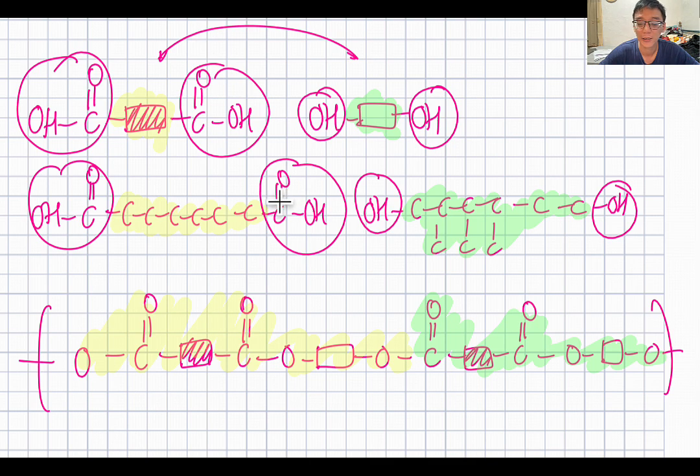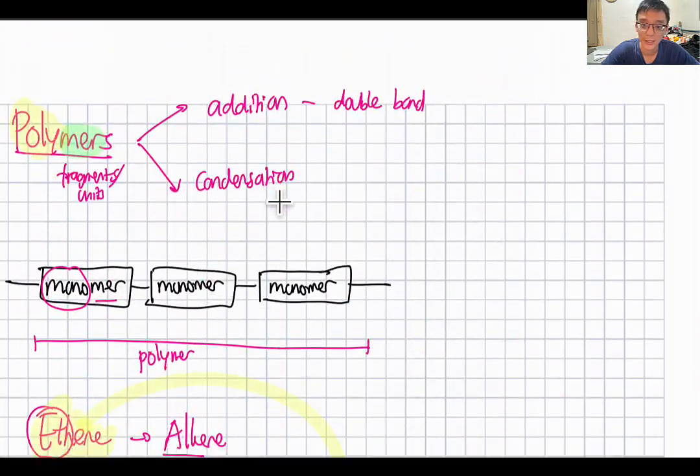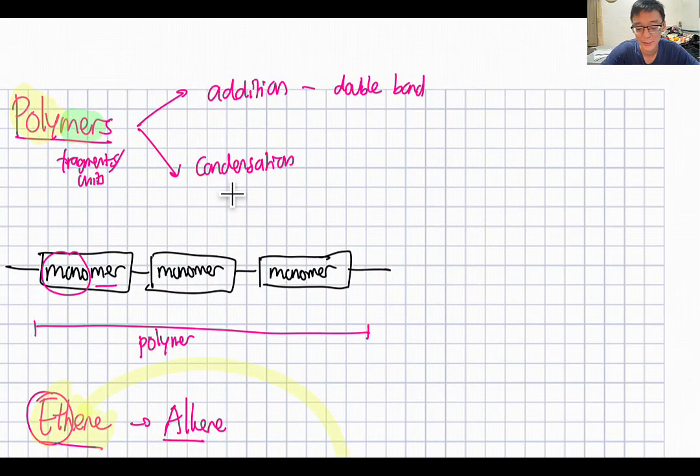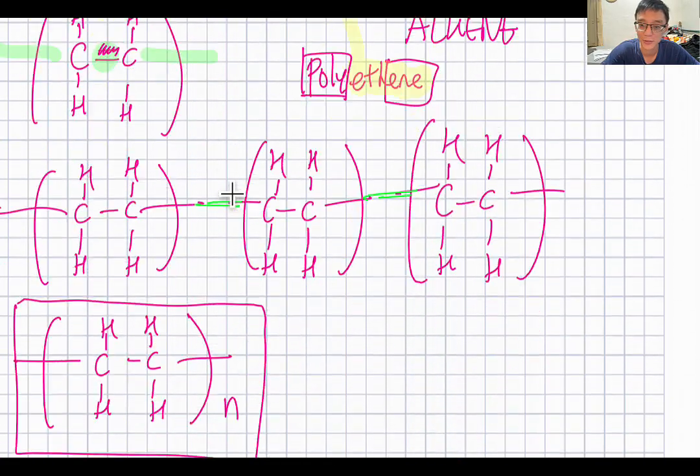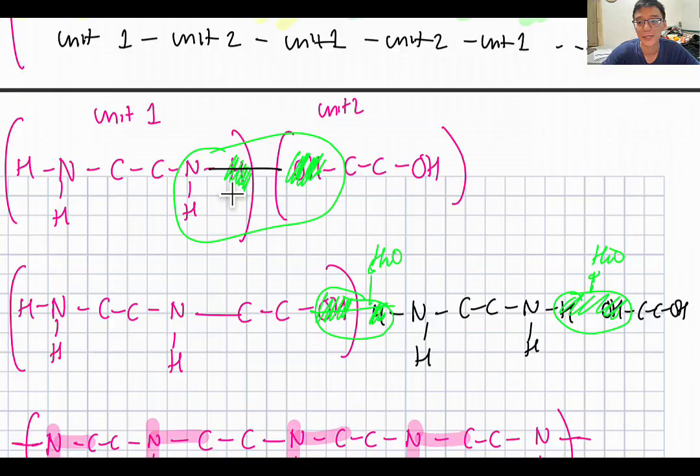So these are the only important things for you to know how to draw polymers. There are indeed some characteristics of polymers. For example, condensation polymers typically are more stable or more temperature resistant, but we'll discuss that another time.